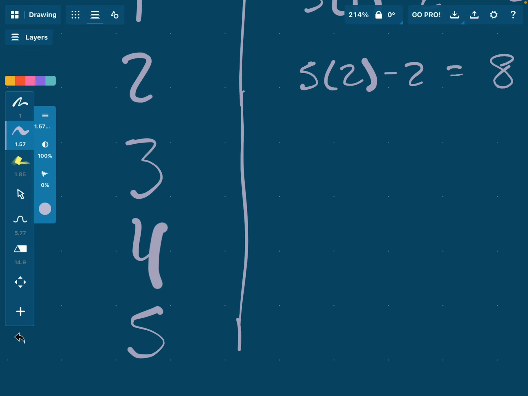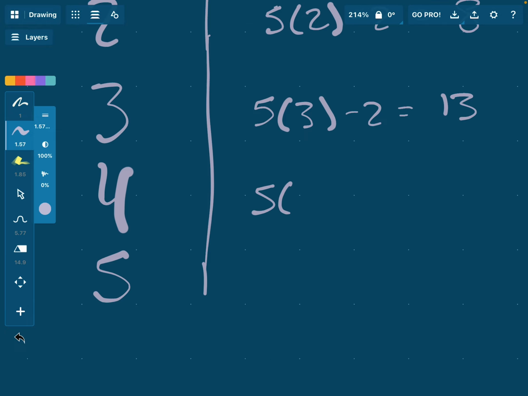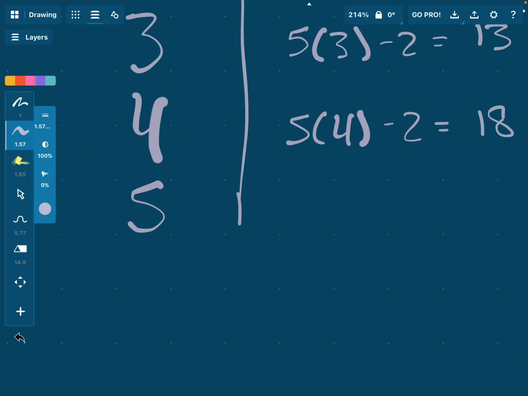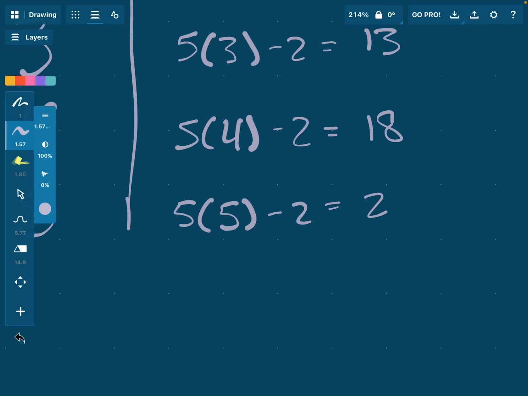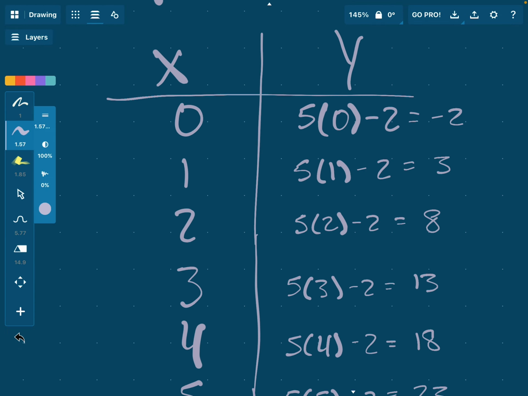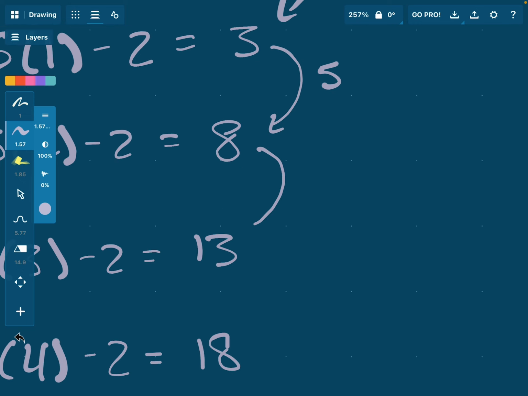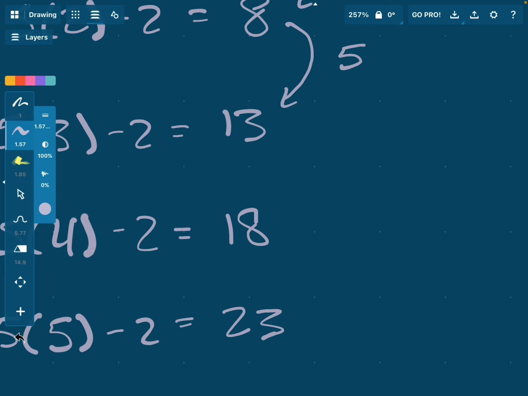Here we're going to plug in 3, 5 times 3, minus 2, 15 minus 2 is 13. 5 times 4 minus 2 is 20 minus 2, which is 18. And then 5 times 5 is 25 minus 2 is 23. And here we're going to start seeing some rather interesting things. So the difference between each of these jumps is 5. Each jump, we're increasing by 5.